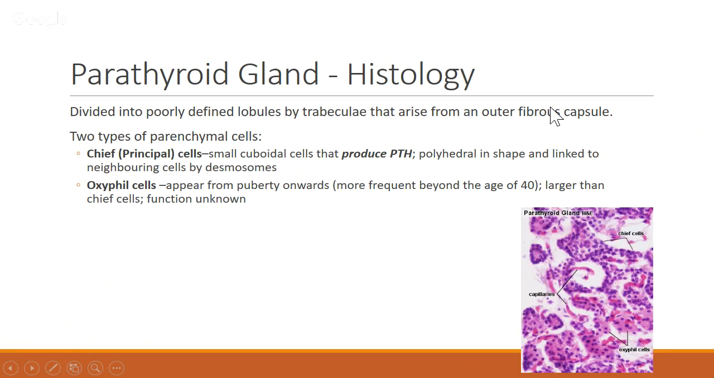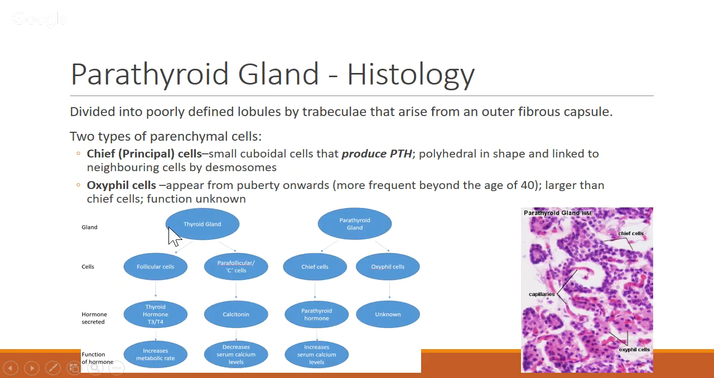So there are two cells in the parathyroid gland. Chief cells, which are also known as principal cells. There are principal cells in the kidney as well, but they are spelled differently, all right? And there are chief cells in the gut as well, okay? So don't get confused. Chief cells produce parathyroid hormone, and there are oxyphil cells which do nothing. This again is the comparison table, so don't get confused between the cells.